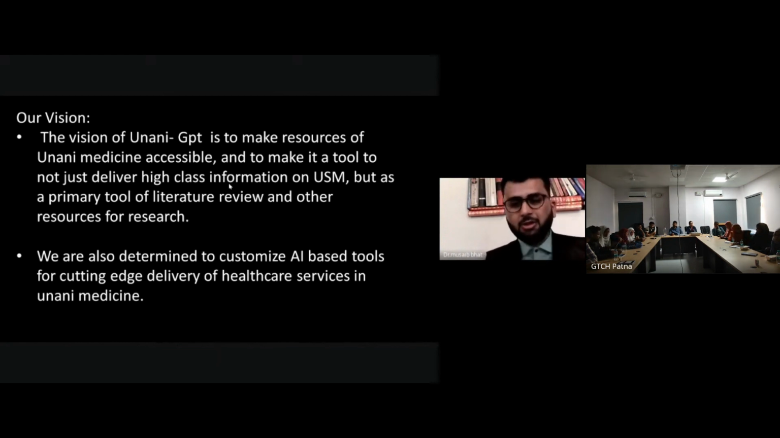So we are also determined to customize AI based tools for cutting edge delivery of healthcare service in Unani medicine. This is something that is in the pipeline. Actually, I have joined a course on prompt engineering. Maybe in future we will be able to customize certain AI based tools that could be used in Unani medicine.